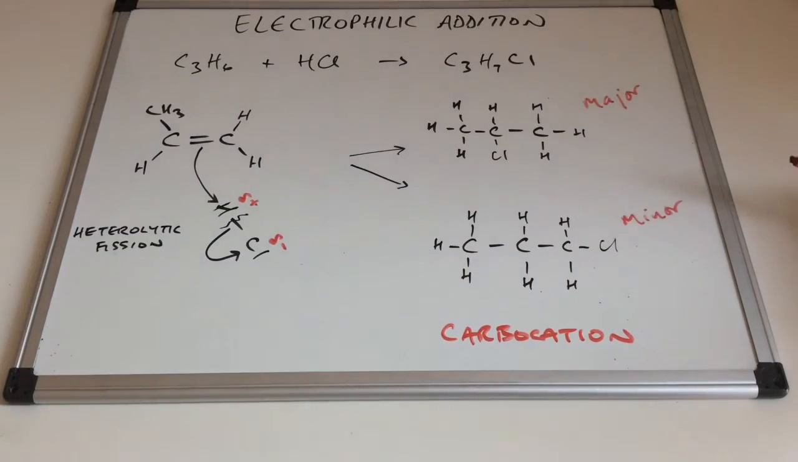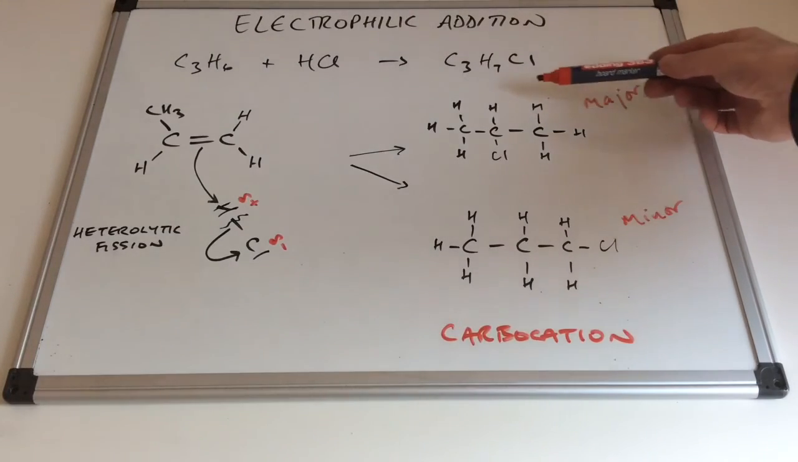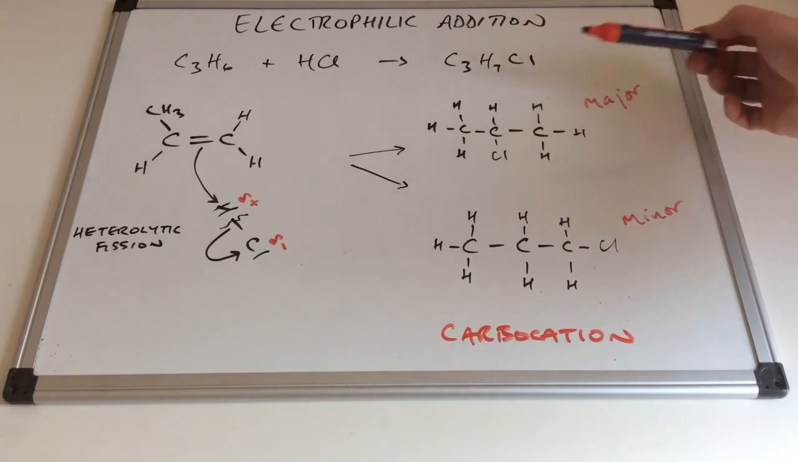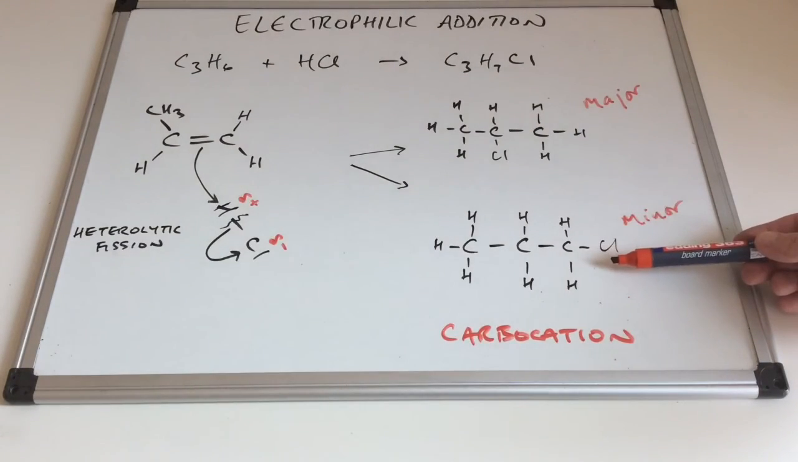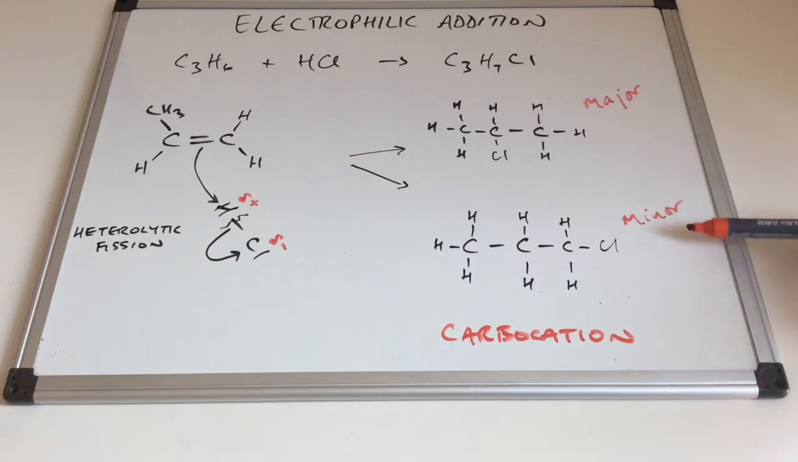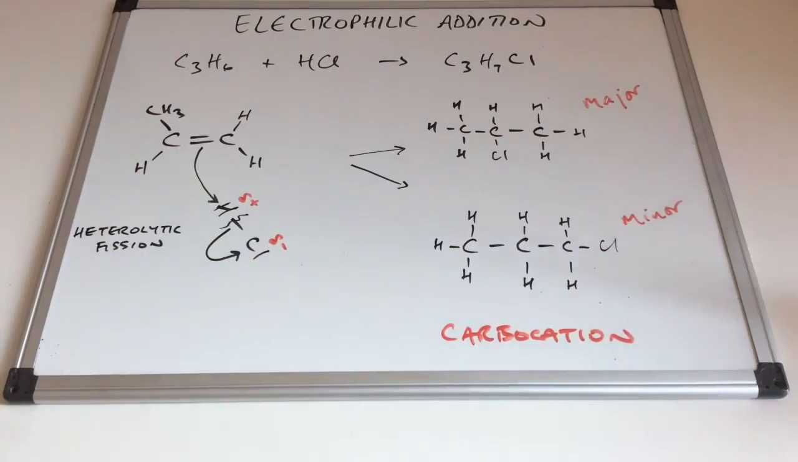The 2-chloropropane would be the major product, and that's because the secondary carbocation that was here before the product is more stable than the primary carbocation that would form the 1-chloropropane. So we'll get a small amount of this, we'll call this a minor product, lots of this, major product.